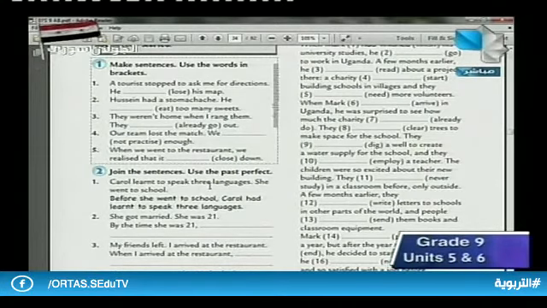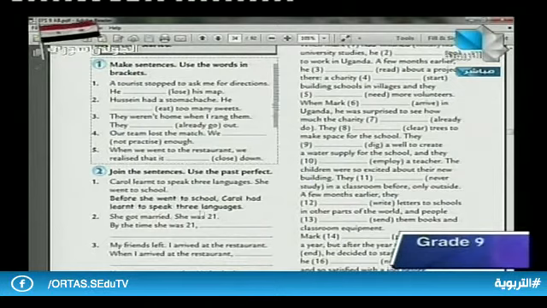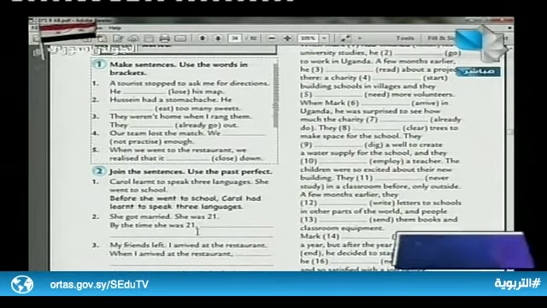She went to school. This is action number 2. Now, before she went to school, Carol had learned to speak 3 languages. Yes. What about number 2? Number 2, she got married. She was 21. By the time she was 21, she had got married.